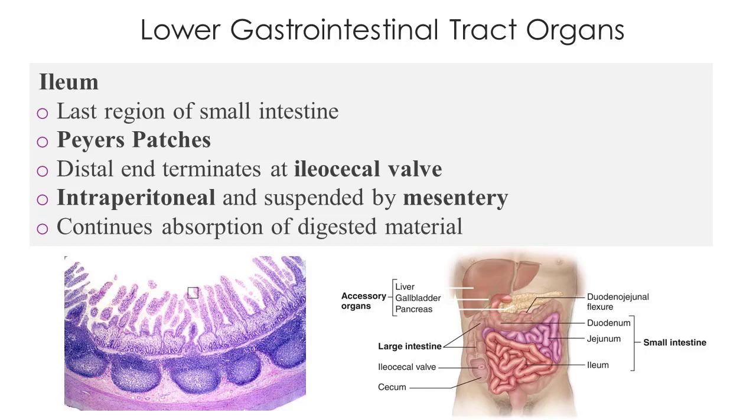Now, in a histological slide, you're not going to see those Brunner's glands down here, but you are going to see these large lymph nodules. Hopefully you remember those from the lymphatic system. Those are Peyer's patches. So if you see Peyer's patches, where are you in the small intestine? The ileum. If you see Brunner's glands, where are you? The duodenum.